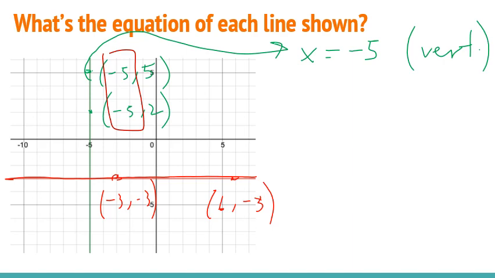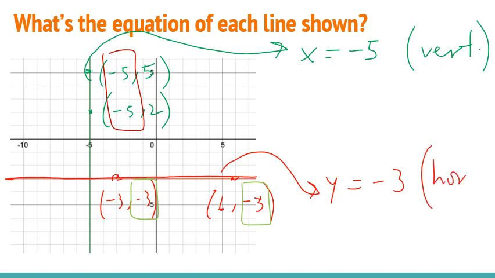Well, in this case, what was constant was the y coordinate had -3 both times. So our equation for this line is going to be y equals -3. Okay, and that's a horizontal line.